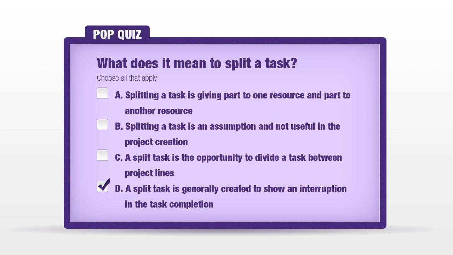The proper answer is D. A split task is generally created to show an interruption in the task completion, and you'll see it on the Gantt chart with little dotted lines.